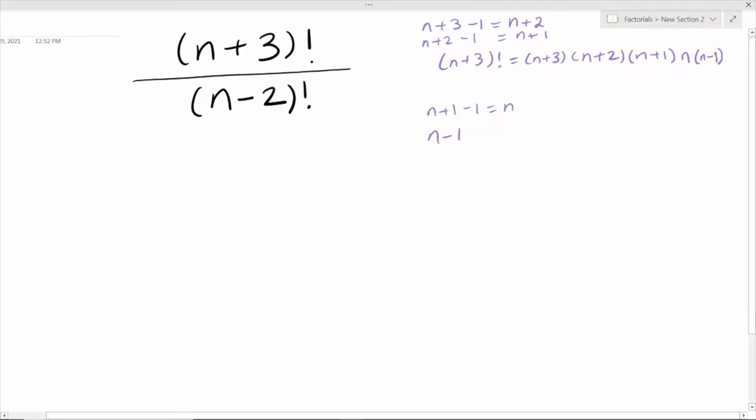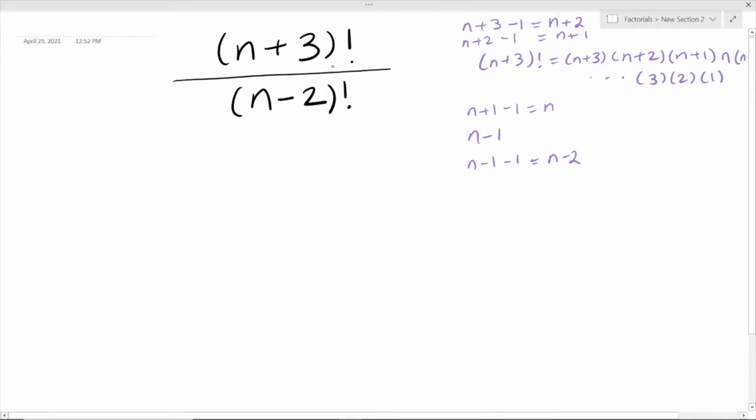And now what's 1 less than n minus 1? Well, if we take n minus 1 and we subtract another 1, we're going to get n minus 2. So this is going to be n minus 2. And it keeps going on and on and on, right? All the way to multiplying by 3, 2, 1, like a countdown. Just like that. So how does this apply in this case for this question?